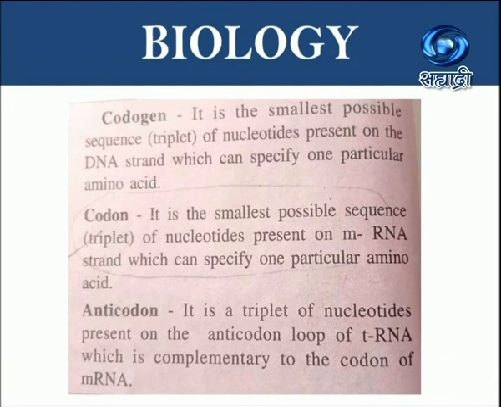When it is transcribed to mRNA, it becomes what you call a codon. The codon is the smallest possible sequence, that is a triplet of nucleotides present on the mRNA strand, which can specify one particular amino acid. Of course here thymine is replaced by uracil. That is a very important point you should note. Third definition is called the anticodon. It is a triplet of nucleotides present on the anticodon loop of tRNA, which is complementary to the codon of mRNA.